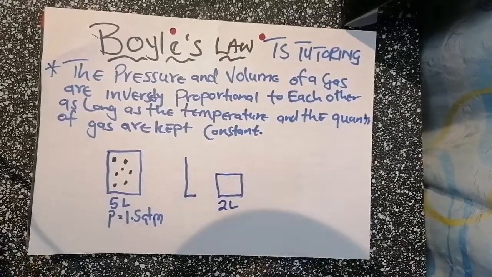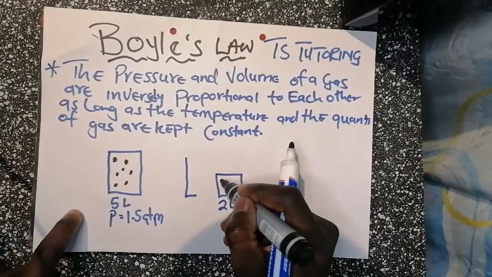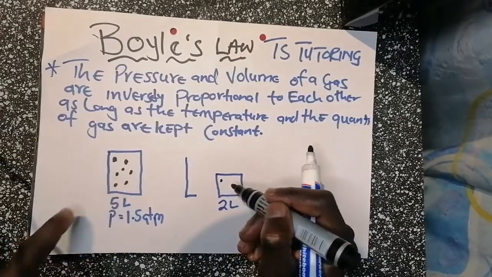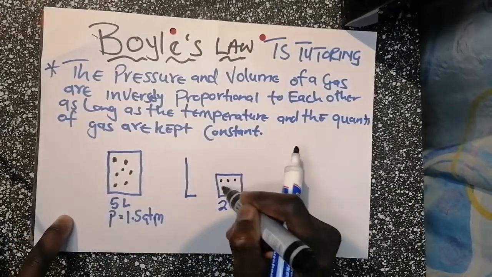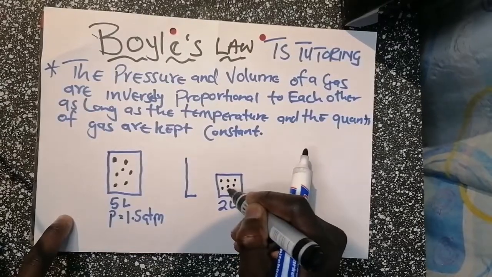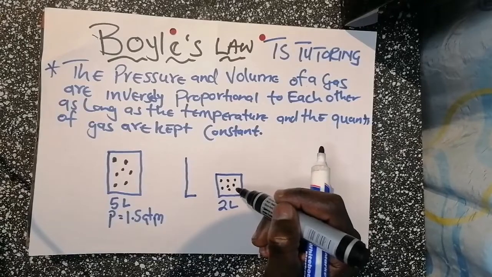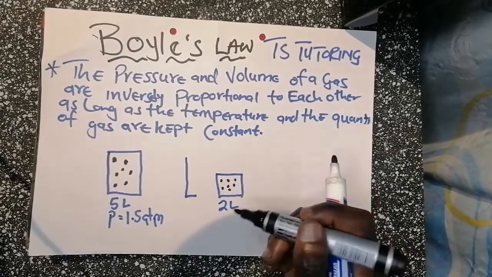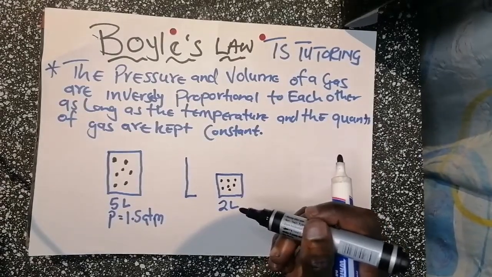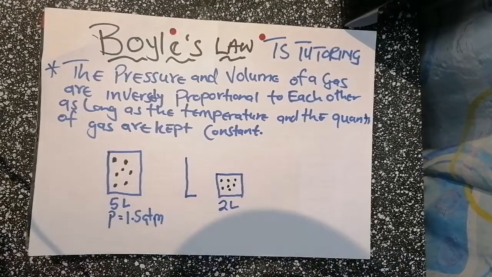Now, the same gas molecules, look at them. I said that's 7, right? 1, 2, 3, 4, 5, 6, 7. Now, do you see that the gas molecules are now compact, right? They're now closer to each other. They now collide with each other and with the walls of the container. We have reduced the volume.